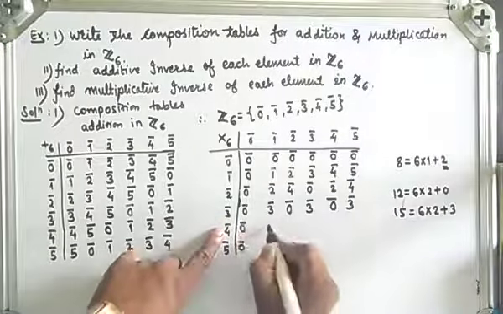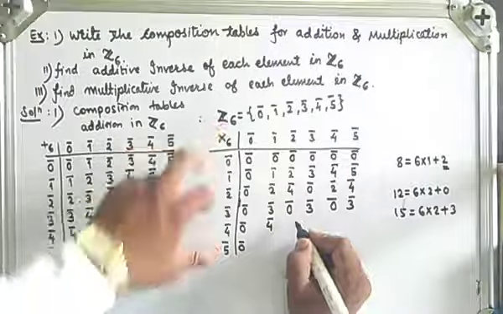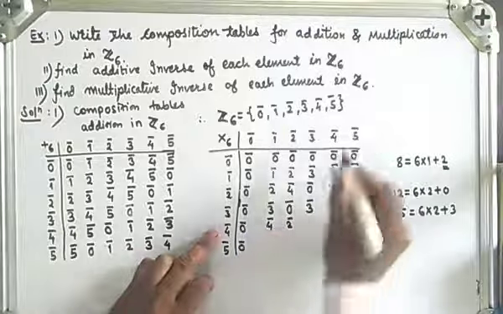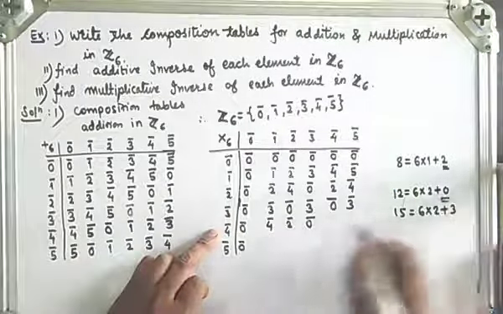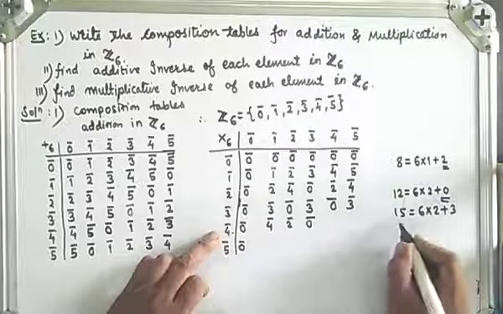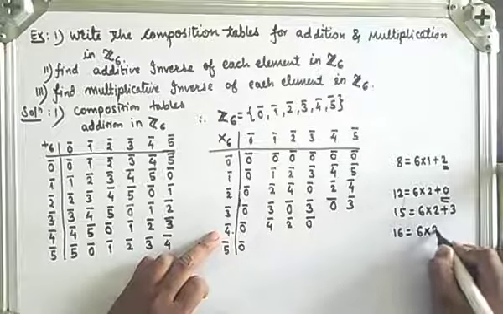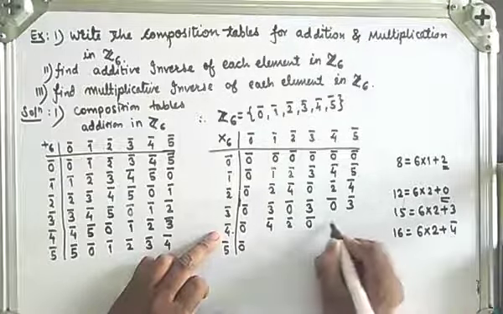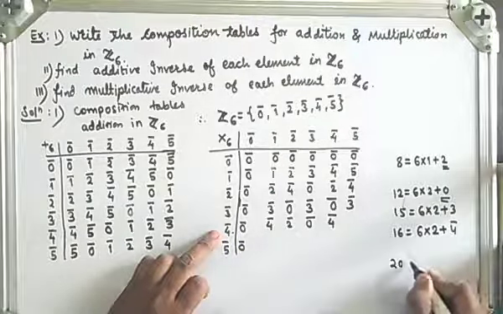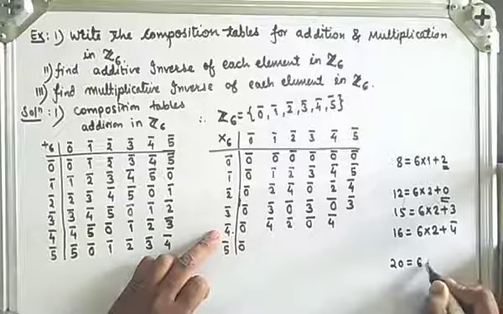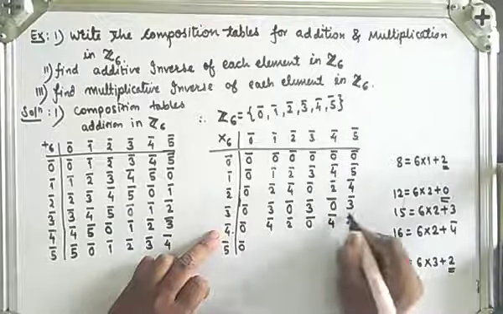Next, 4 into 1 is 4 bar, 4 into 2 is 8 bar, so 8 modulo 6 will be 2 bar. Next, 4 into 3 is 12, 12 modulo 6 will be 0, right? Next, 4 into 4 is 16, 16 when divided by 6, the quotient will be 2 and the remainder will be 4, which is 4 bar. So 4 into 5 is 20, and 20 when divided by 6, the quotient is 3 and the remainder will be 2, which is 2 bar.